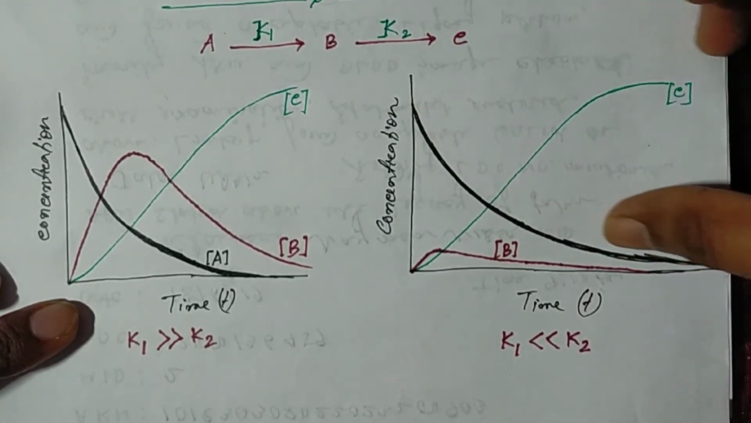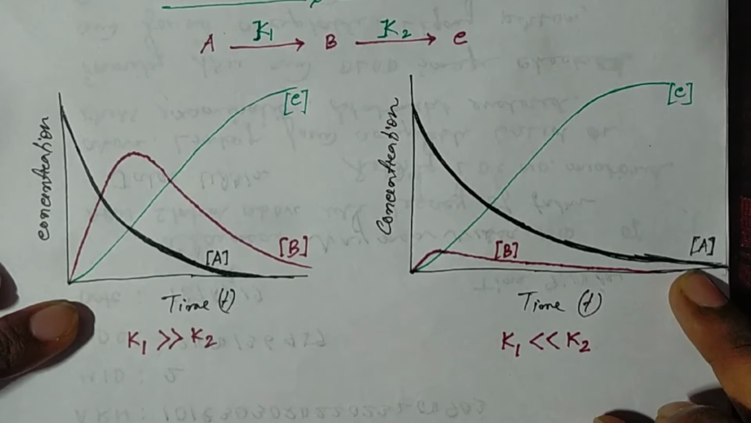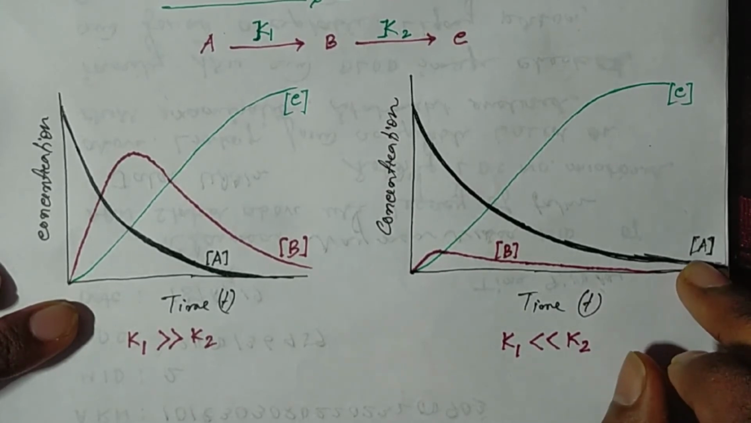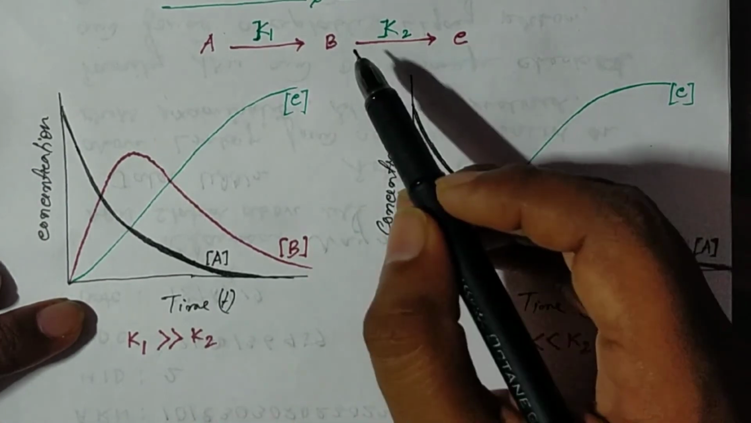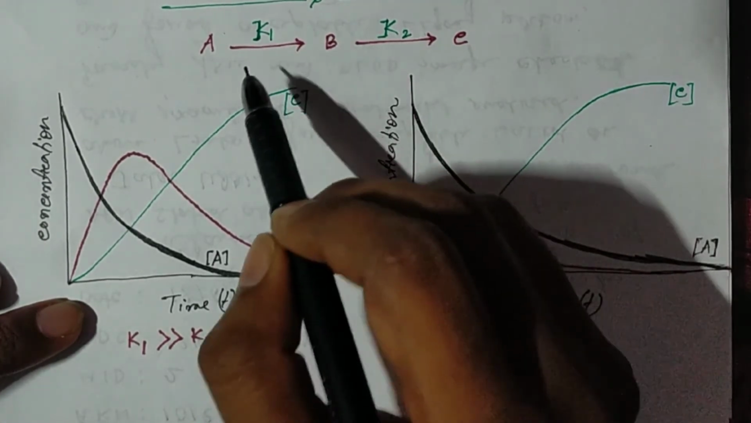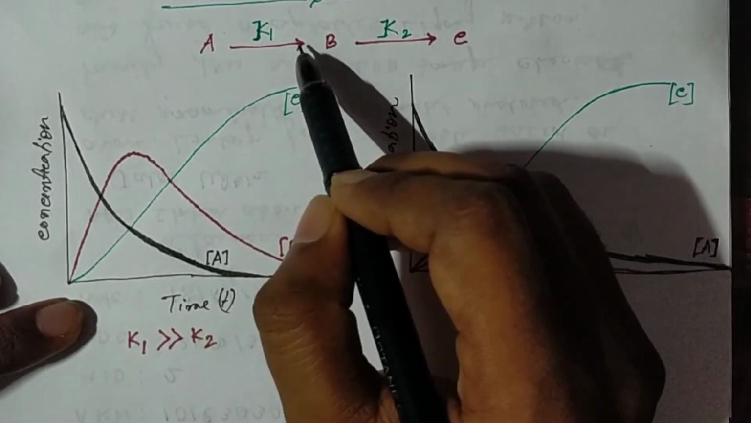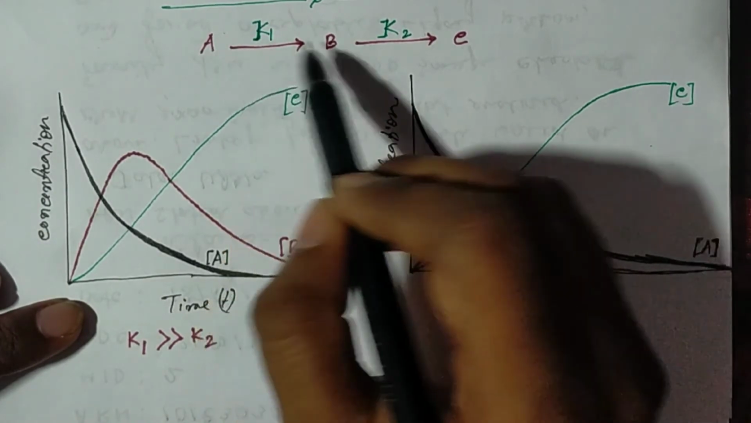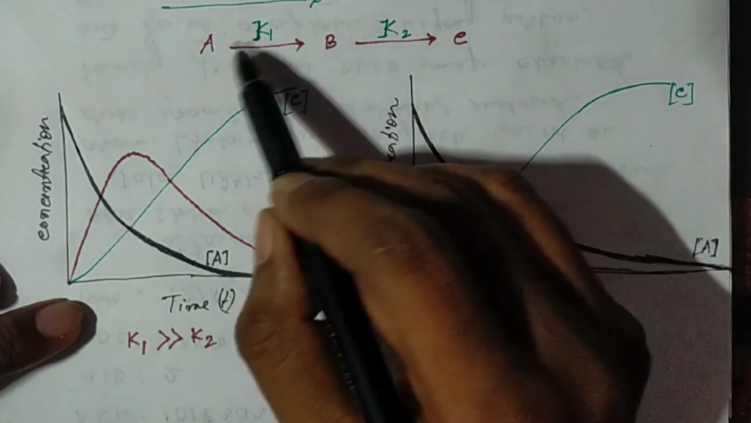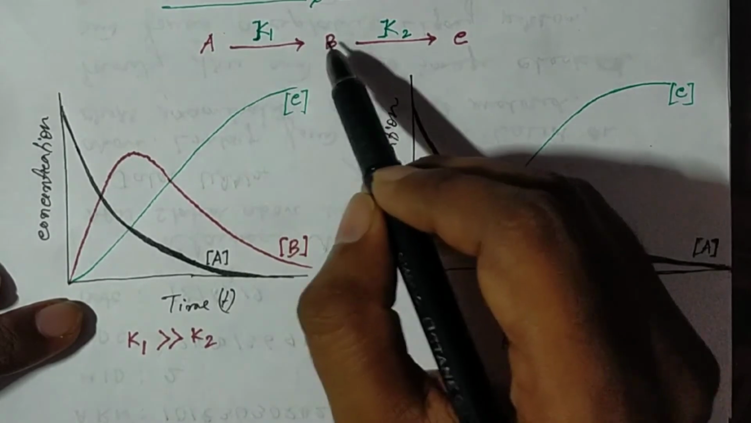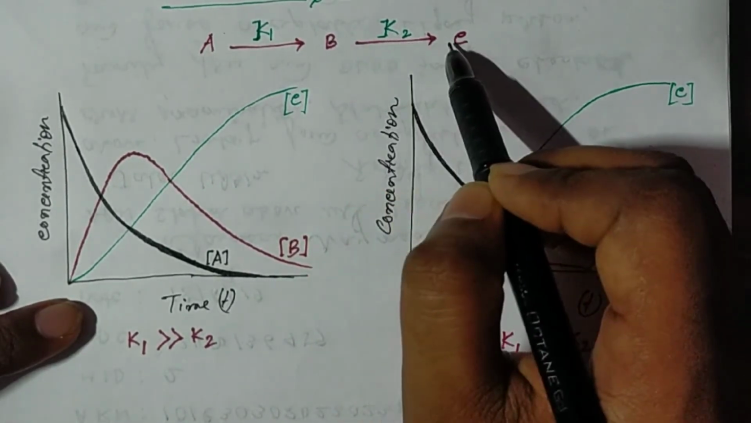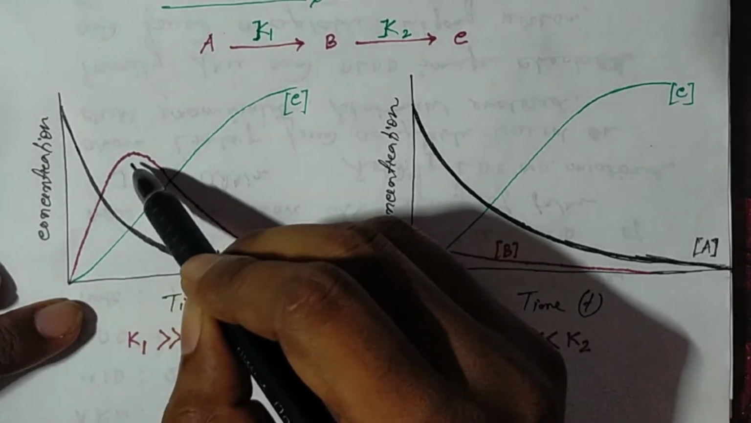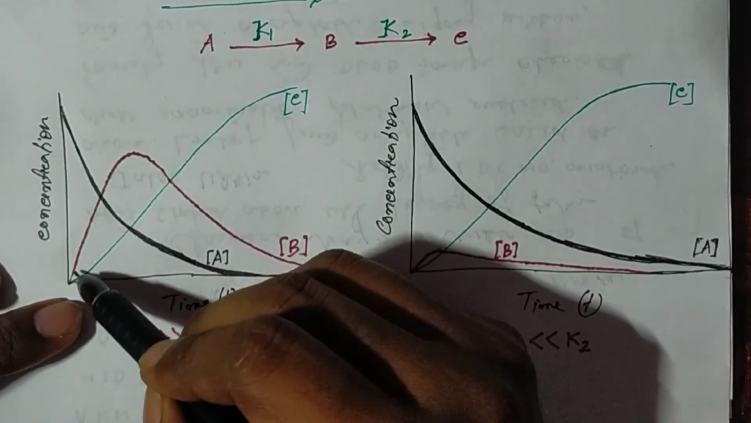It slowly decreases the concentration of C. Next, in this case, as it is a very fast step, the amount forming from A to B is very slowly converting to C. So there is a high peak.